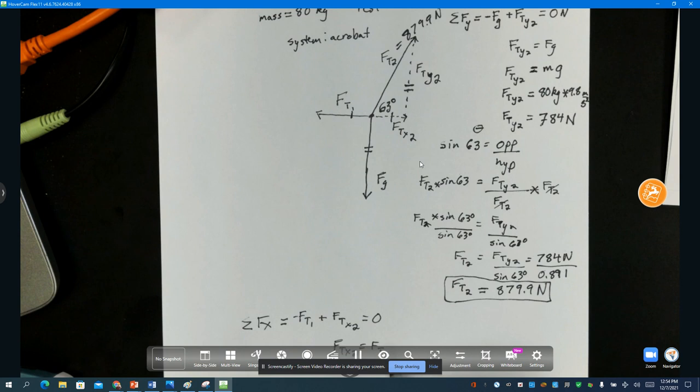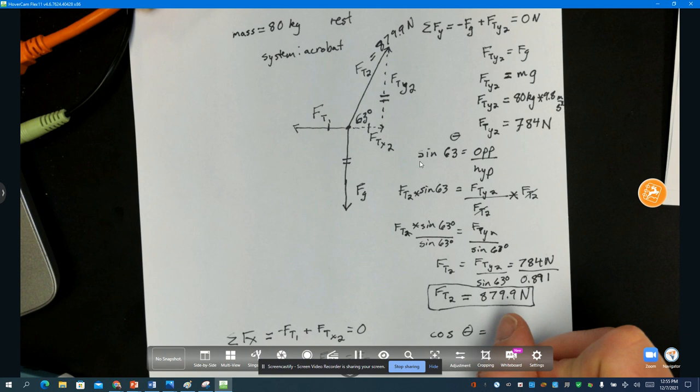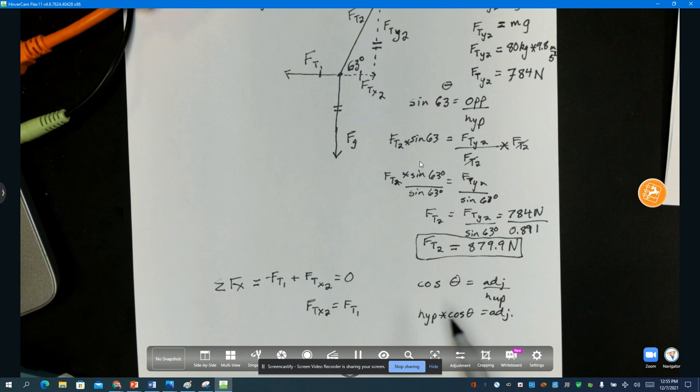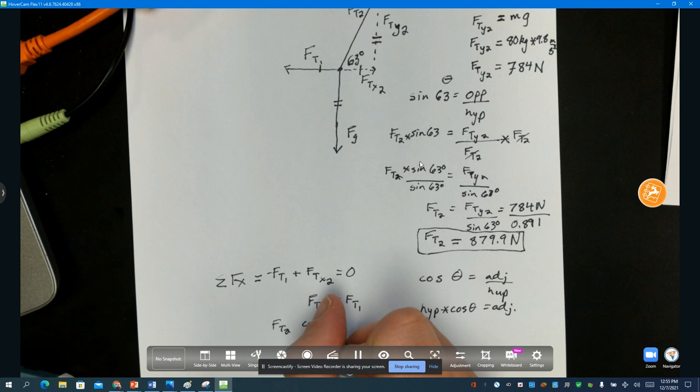I know this component because it is the adjacent side. Cosine of an angle is equal to the adjacent side divided by the hypotenuse, or the hypotenuse times the cosine of the angle equals the adjacent side. So if I know the hypotenuse, and I know the angle, I can find the adjacent side. So I can replace FTX2 with FT2 times cosine of 63. That's going to be equal to FT1.